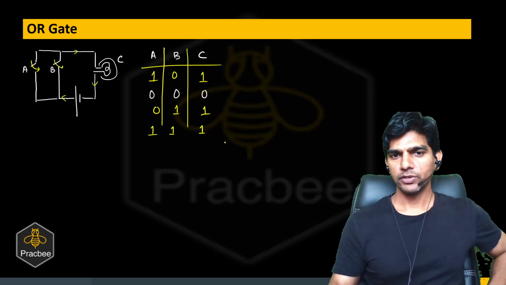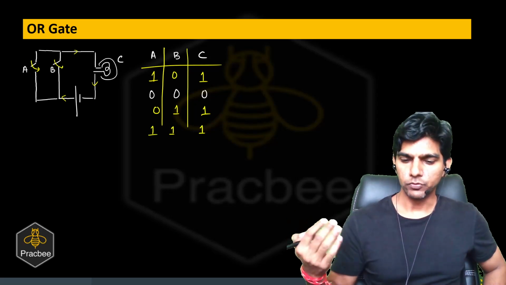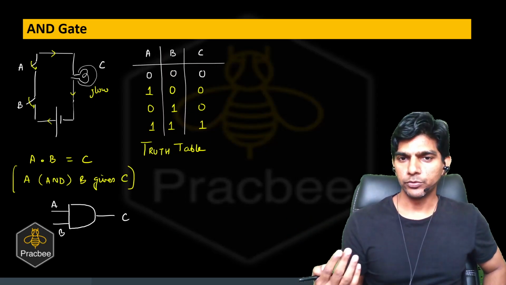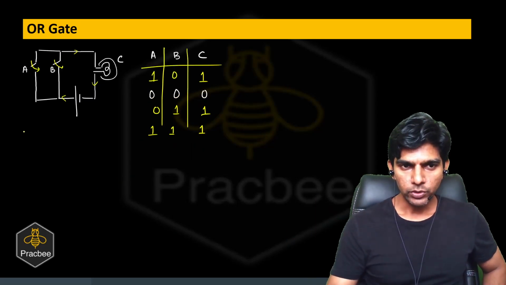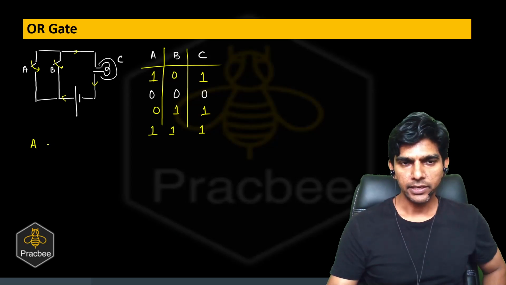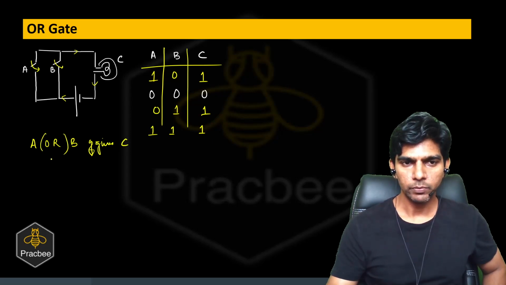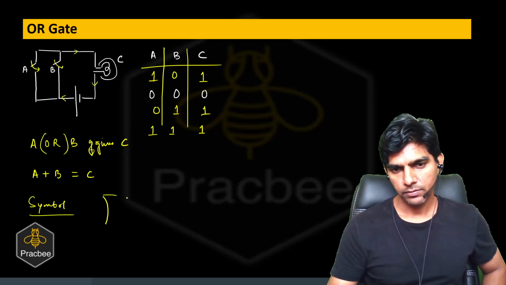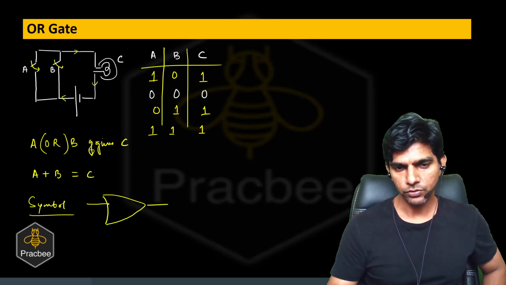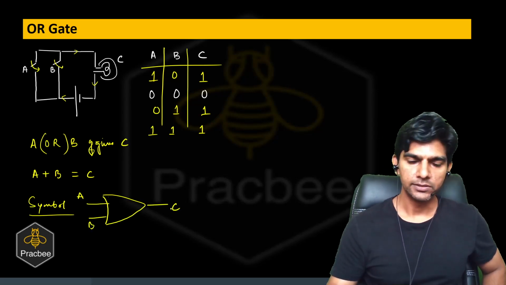So in OR gate, you can say if any of the inputs is high, we'll get a high output. And in AND gate, only if all the inputs are high, we'll get a high output. So in Boolean algebra, we can show it as A or B gives C, and we can write this as A plus B is equal to C. And the symbol that we use is like this. So that is the symbol used for OR gate. So we have A, B, and C.